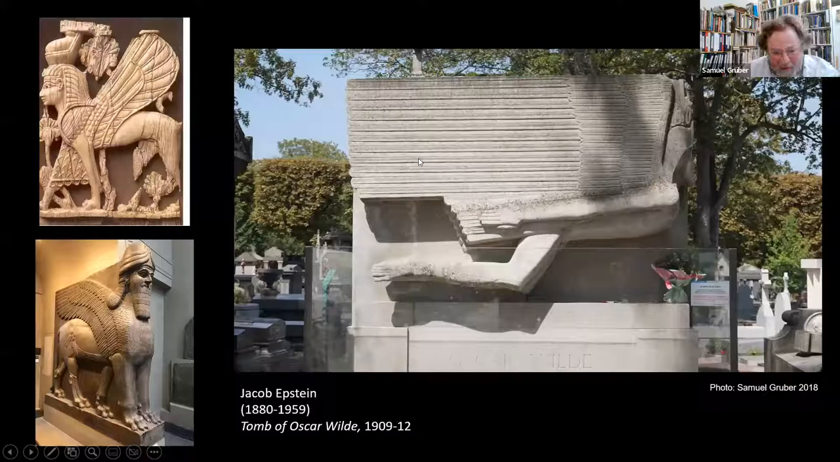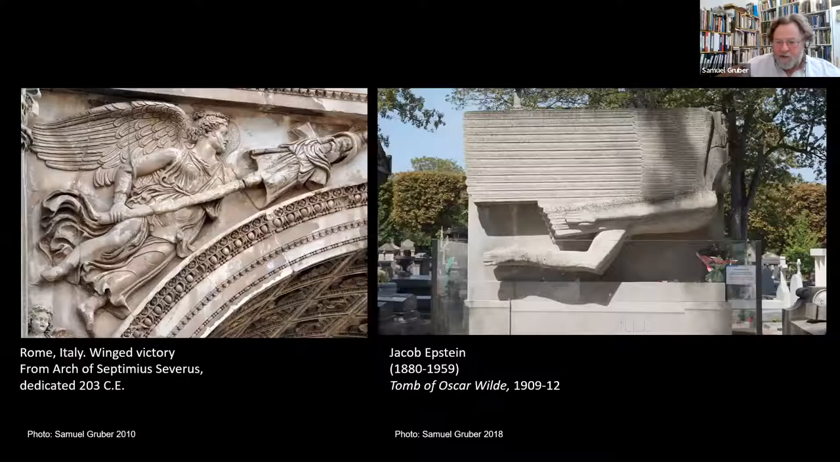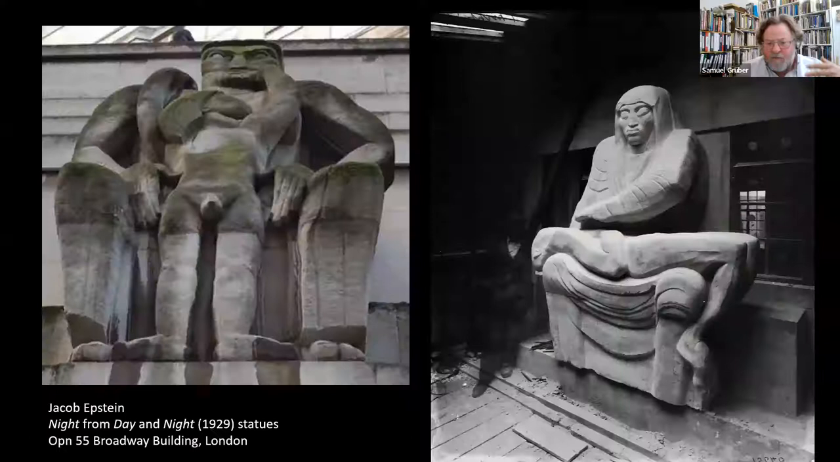Amazing form. I've written a blog post about this, which goes into much more detail, inspired by the cherubim, but through Egypt, through Assyria, also by angels, like winged victory figures. And this is obviously a tomb, so it's victory over death. And, you know, it's one of his monumental works.